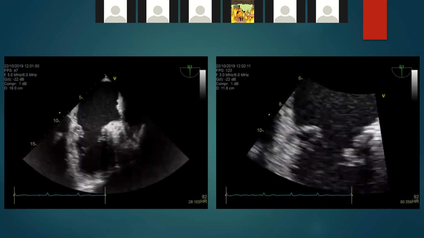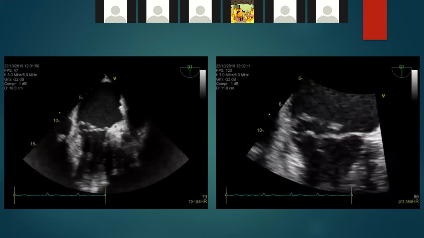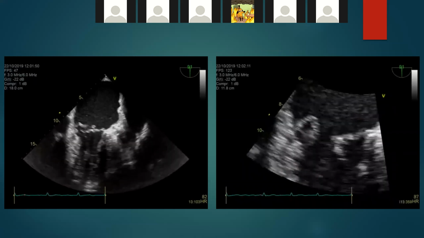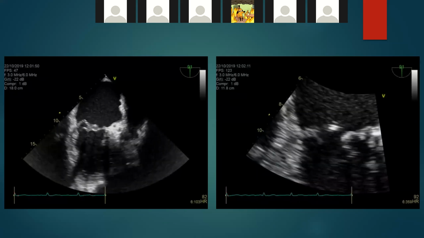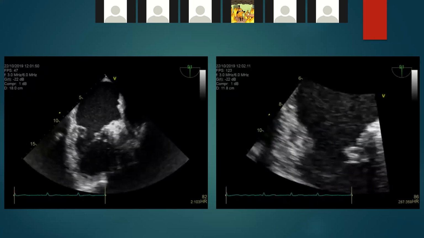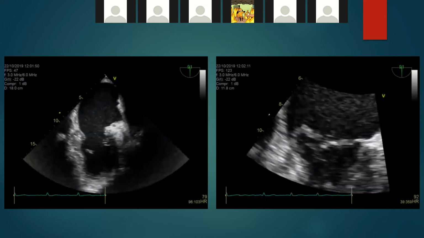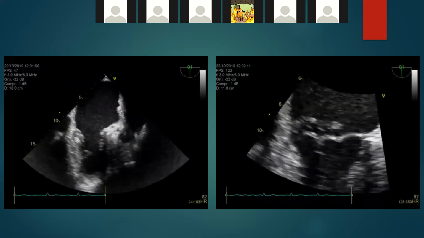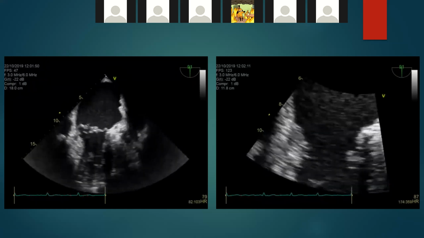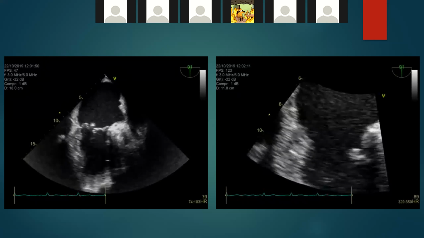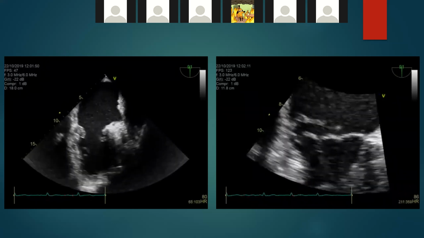So, on the mid-esophageal, this is a 2-chamber. The vegetation is evident again, and I'm having a bit of trouble defining exactly what's going on with the valve and which part is the vegetation, whether it's overriding of the valve leaflets and a failure of coaptation, or whether that part is actually the vegetation.